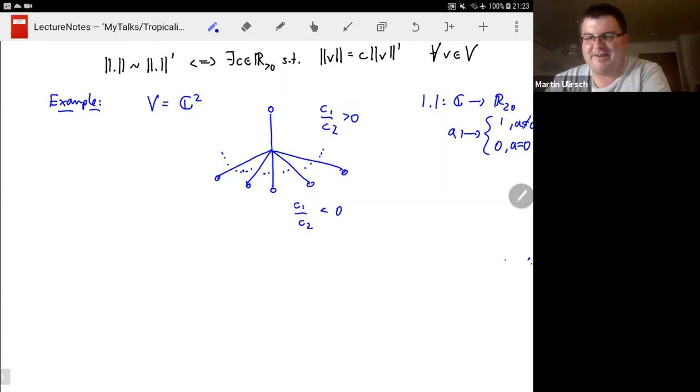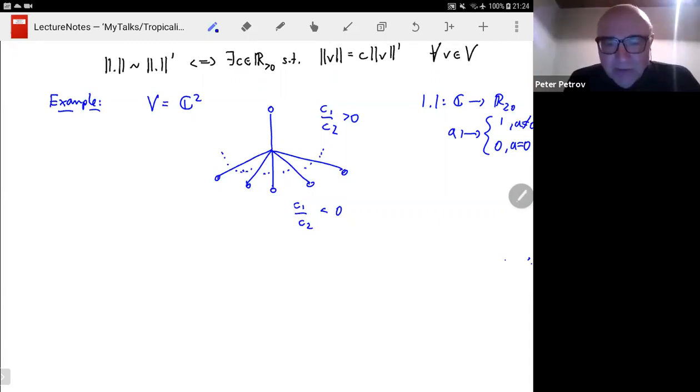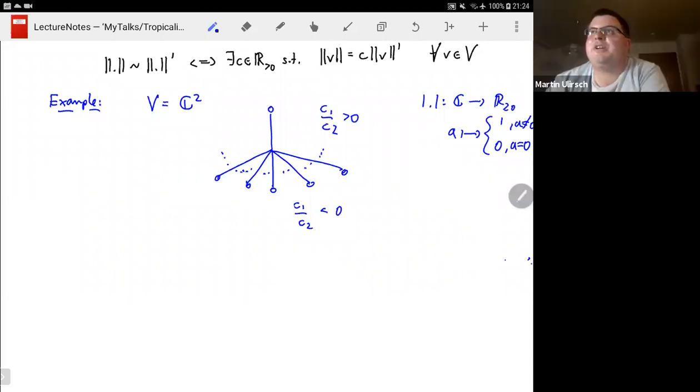Uh-huh. And another question. This is a very nice proposition that you formulated for any finite dimensional vector space, that the situation is described in this way. Is anything known in the case when the vector space is not finite dimensional? Oh, that's a very good question. My first answer to that is that I have no idea.